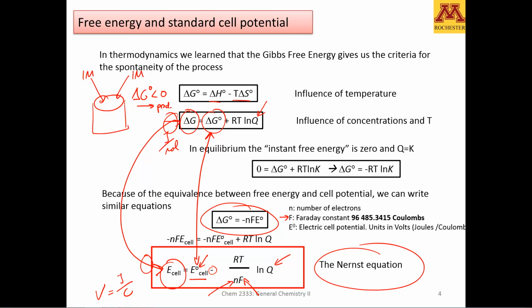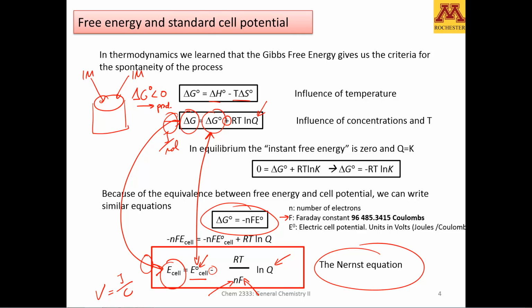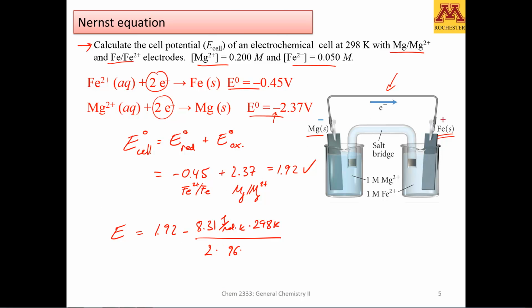Remember there's a negative, which is different from a positive here because we are changing the units between the delta G and E. So there's a negative, and RT, we're going to work in joules, so 8.314 joules per mole Kelvin at 298 Kelvin. Now, how many electrons are we exchanging? We are exchanging 2 electrons. There's a 2 in here, and then Faraday's constant is 96,485 coulombs per mole of electrons.